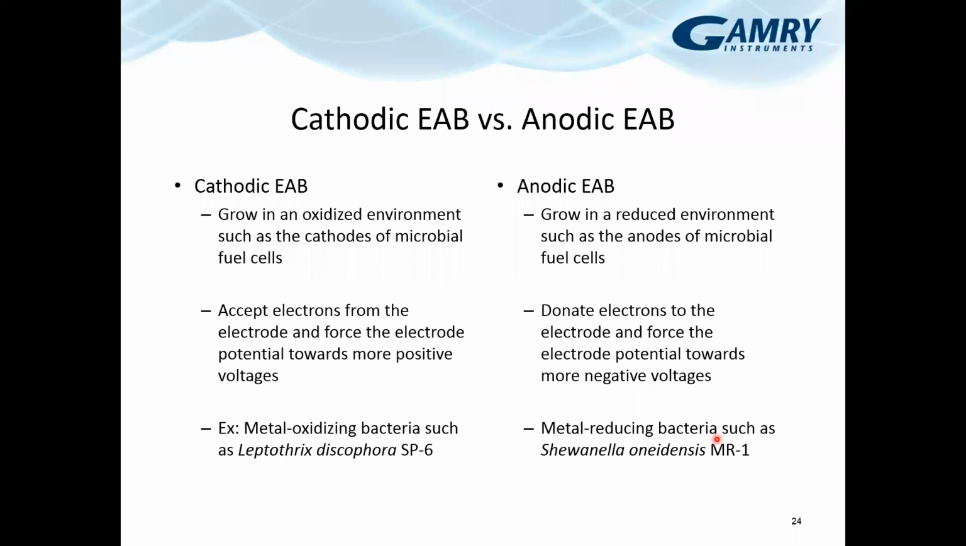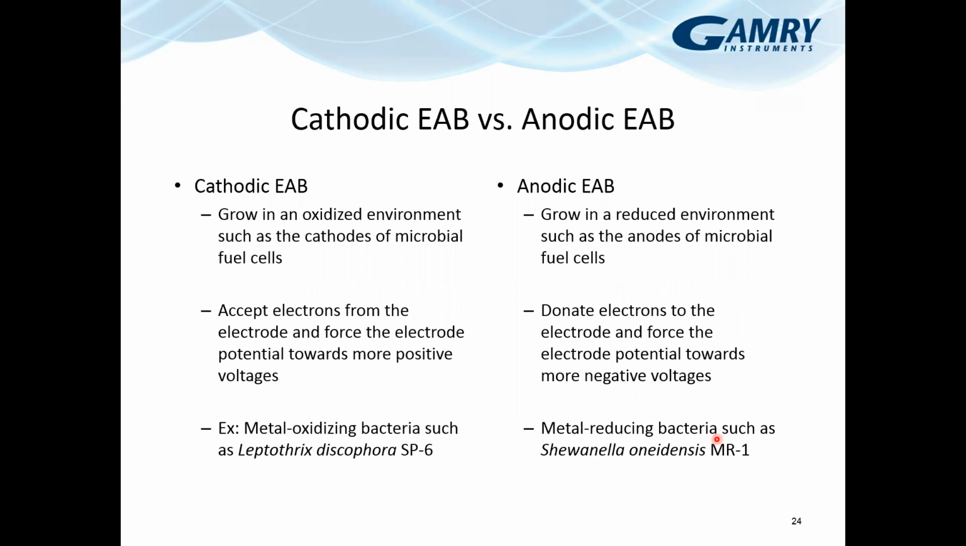But these cathodic EABs tend to accept electrons from the electrode, and they tend to force the electrode potential, if you measure the OCP, towards more positive voltages. And these are typically metal oxidizing bacteria. Leptothrix discophora is a good one. You can look that up. It's a manganese oxidizing bacteria, and they grow biofilms.